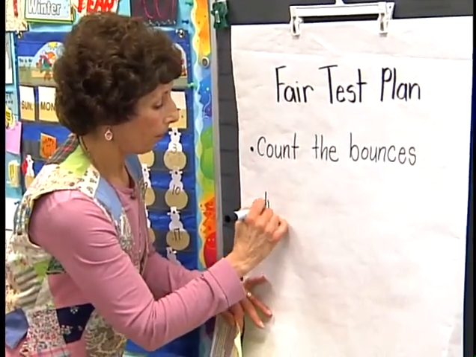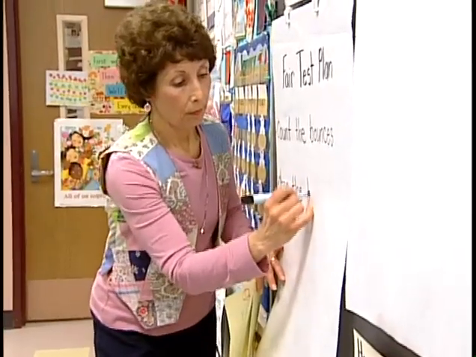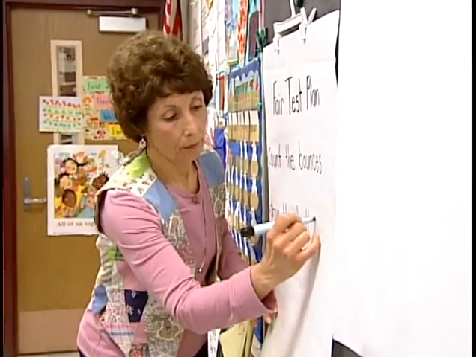Through the questioning, we came up with a few ideas for what should stay the same when we were doing our fair test. And one of them was that we're going to drop the ball, not throw it down. Another one was we were going to drop it from the same height.